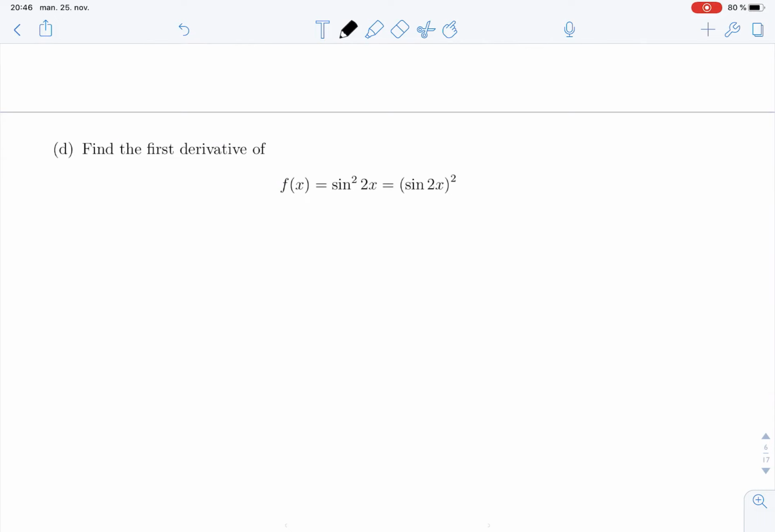Okay, find the first derivative. The reason why this is written twice is to make sure you don't misunderstand this 2. Because the 2 here simply means that you take the whole sine thing squared. So there are several ways to do this. You could put it like this and use the product rule.